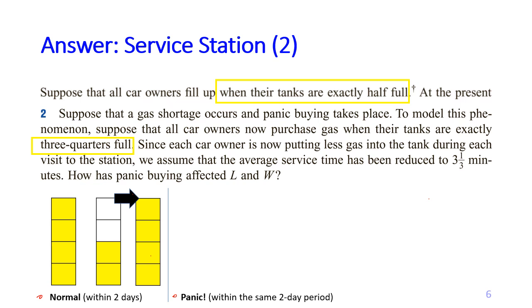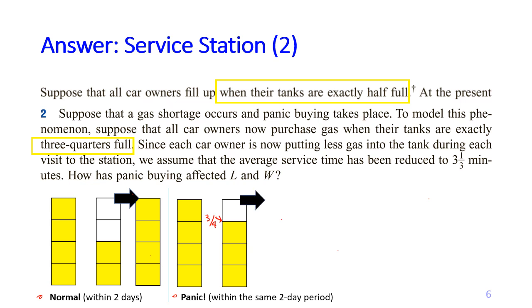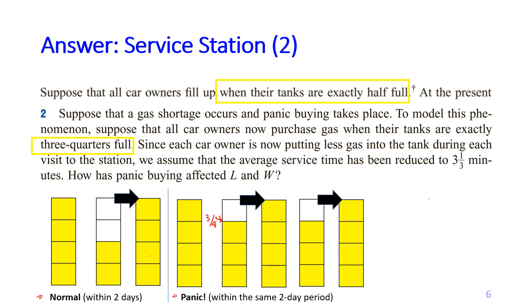But now when panic buying happens, what we do is that now it is full, and after we spend a day, it's already 3/4 full up to this point. Then we return to the station to refill it to full again. And then the next day, after we spend that much, we return to the gas station again to refill it until full. So now in the same period of 2 days, instead of coming to the station once, we are coming to the station twice.